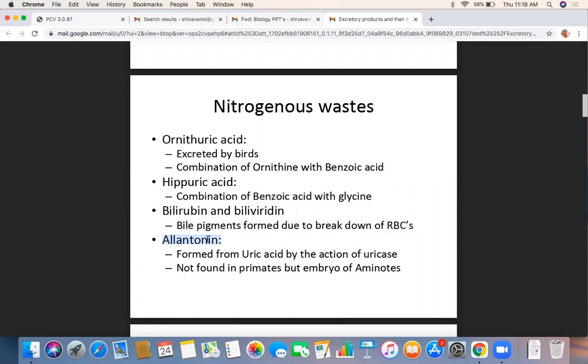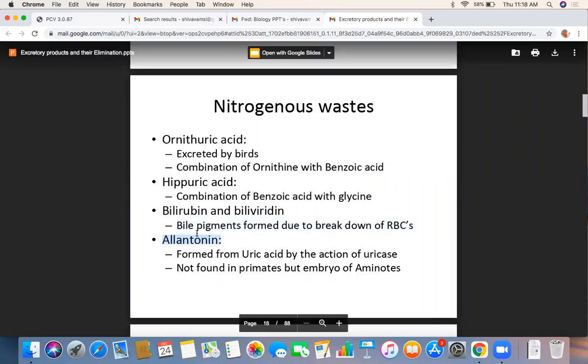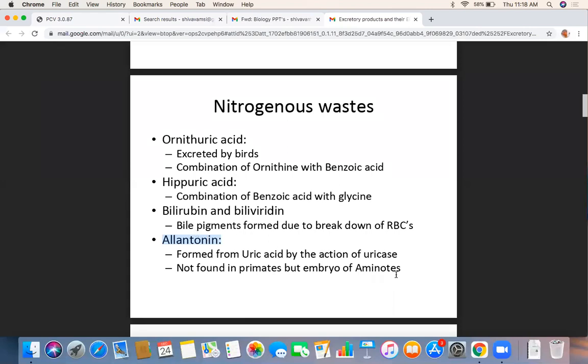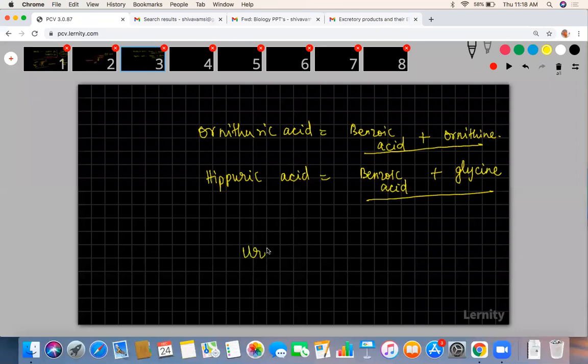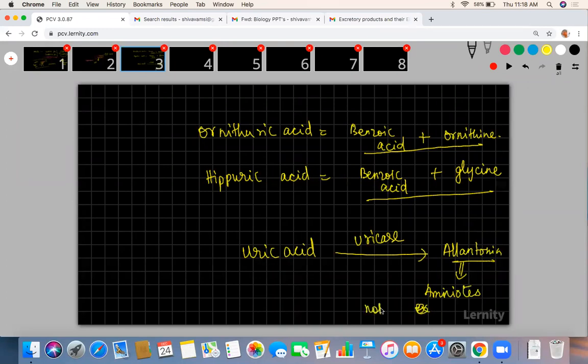Then you have allantoin. Allantoin is formed by the action of uricase on uric acid. Whenever uric acid is there, if there is the enzyme uricase, allantoin is produced. This is produced by all amniotes except primates. Not in primates.